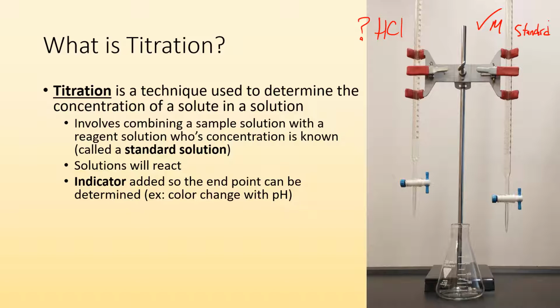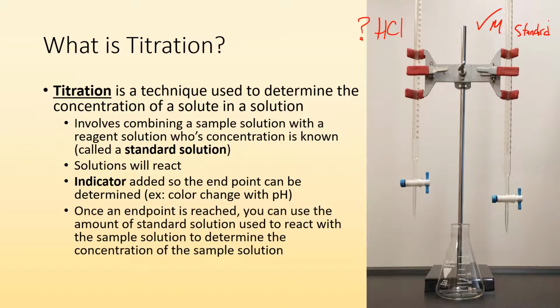Oftentimes it's an acid-base titration that we're doing, and we use an acid-base indicator that changes color with pH, so we know when the endpoint's reached. And once the endpoint is reached, you can use the amount of the standard solution used to react with the sample solution in order to figure out the concentration.